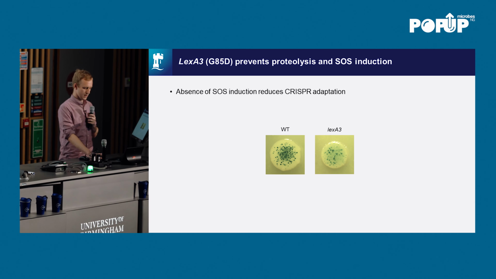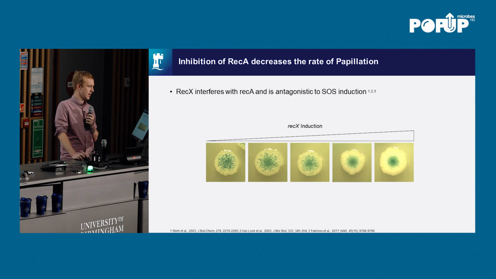So another way to inhibit the SOS response is to inhibit the activity of RecA. So you can do this genetically. So RecX is an antagonist of RecA function and prevents the formation of RecA filaments, which then prevents the consequent induction of the SOS response. So I cloned the recX gene into an inducible expression vector, and as RecX expression increases, you see the number of papillae, the blue dots, decreases, and consequently the number of adaptation events decreases. So this is a genetic way to inhibit RecA activity.